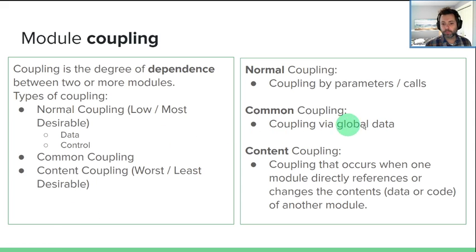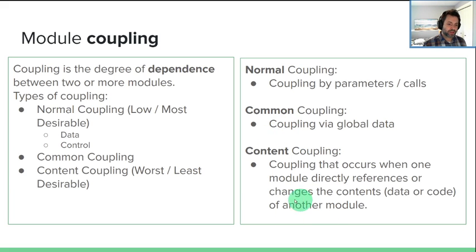So this is where maybe we share a global data space. So there's maybe a generic high level, maybe it's a global variable or a global class where it's got parameters and methods that we need. And if we have classes B through Z, I'll reference class A. That could be like your common coupling. Not necessarily as bad, but not perfect.